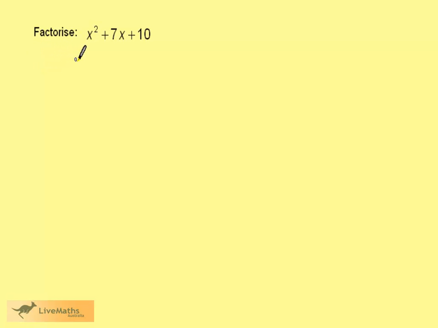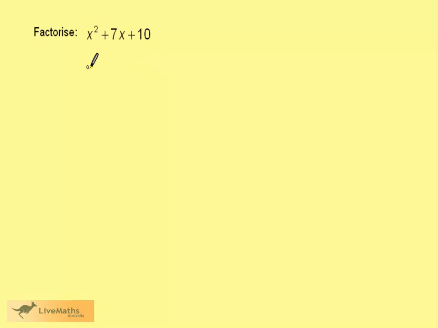We want to factorize x squared plus 7x plus 10. This is a quadratic expression, and quadratic expressions factorize into two brackets. We're going to look at two techniques for doing this. The first one may appear longer, but it can be easier to do very difficult examples using the first technique. The second technique is very much quicker for easier examples, and I really suggest that you learn both.